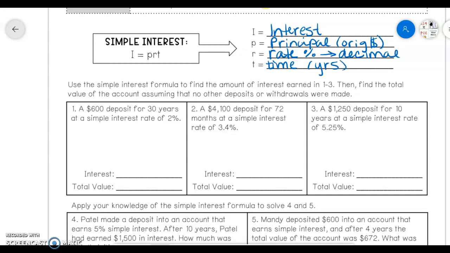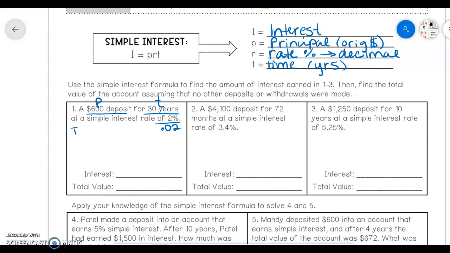To refresh your memory, I want to do a couple of these practice problems with you, and then I'll have you do a couple on your own, and you can check it with the answer key. Use the simple interest formula to find the amount of interest earned in 1 through 3, and then find the total value of the account, assuming there are no other deposits or withdrawals. When we look at this first one, we have a $600 deposit. This is our P over 30 years. That's our T at a rate of 2%. So we're going to change that to 0.02.